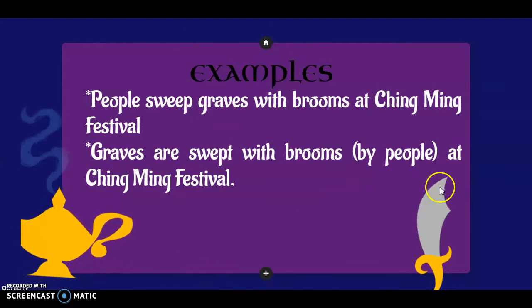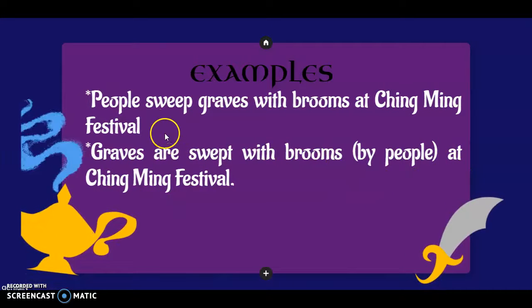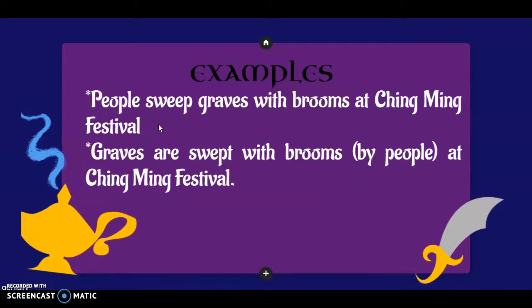So here we have an example of a sentence transformed. The first one, people sweep grapes with brooms at Qingming Festival, is a sentence in the active voice because people, our subject, is the doer of the sentence. Who sweeps grapes? People. Okay, so it's an active voice. The doer of the action is being used as the subject of the sentence.